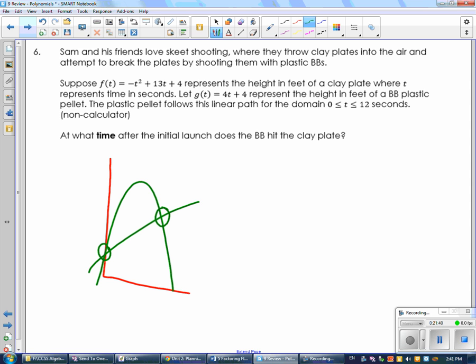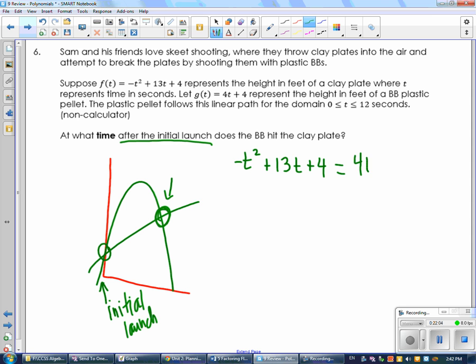But since I'm only interested in the time after the initial launch, and we'll assume that this is when time is 0, what I'm really interested in is this value here, where they intersect again. And the way to find that intersection is simply to set the 2 equations equal to each other. Negative t squared plus 13t plus 4, and set that equal to 4t plus 4.